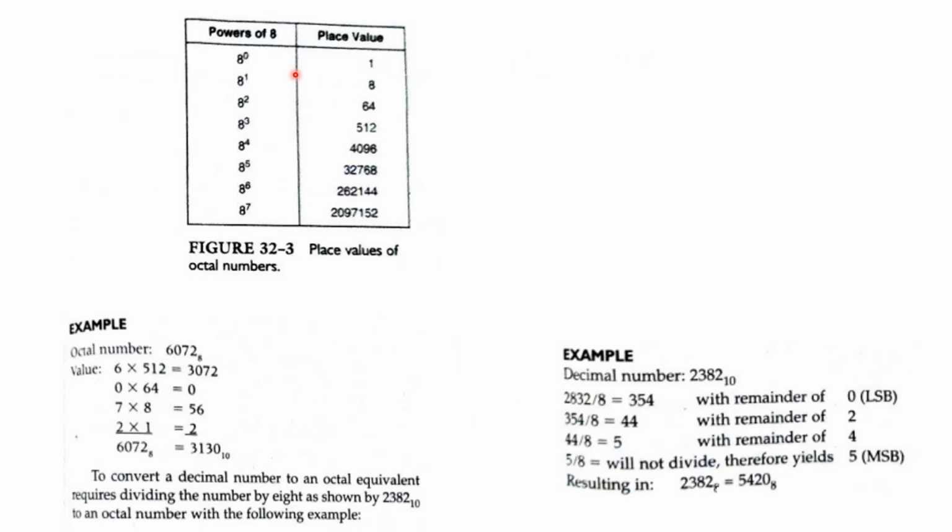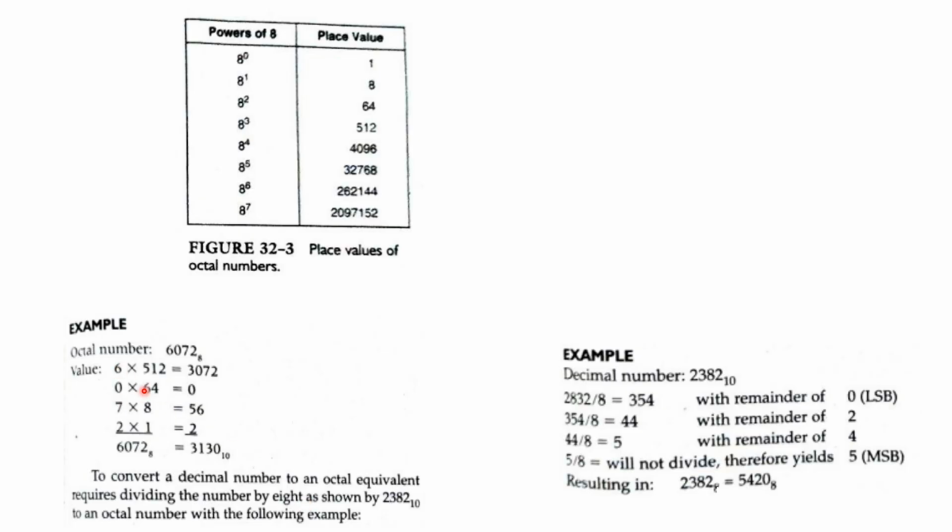Okay, so this is what I was telling you a while ago. Since it is octal, you will start with 8 and use powers of 8: 8 to the 0, 8 to the first, 8 to the second, 8 to the third, and so on. So for example, how are we going to convert a decimal number to an octal equivalent? How are we going to do it? Convert decimal number to octal equivalent.